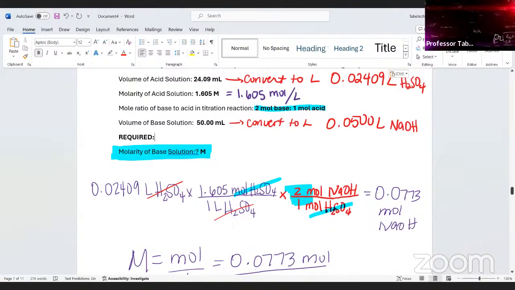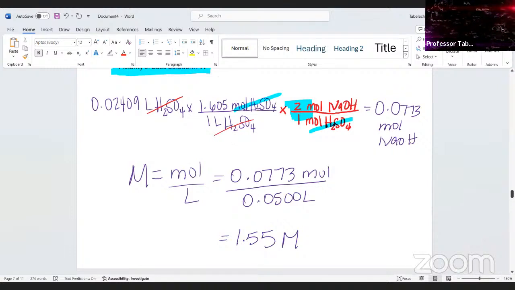So now what you need to do is multiply 0.02409 times 1.605 times 2, and then divide that by 1. And you're going to end up with 0.0773 moles of sodium hydroxide. You're going to divide that number by the volume of that base, that 0.0500 liters. And that's how you end up with 1.55 molarity. So that is your answer right there.